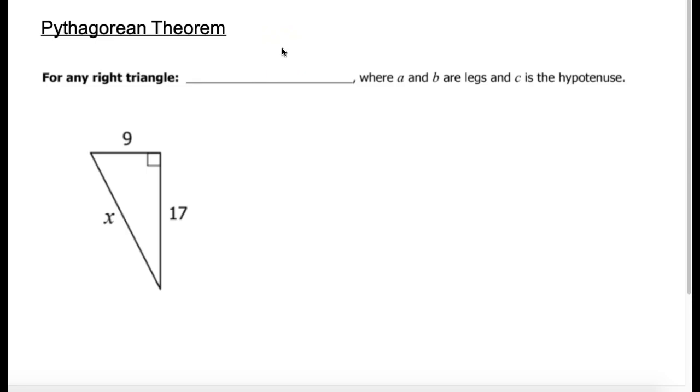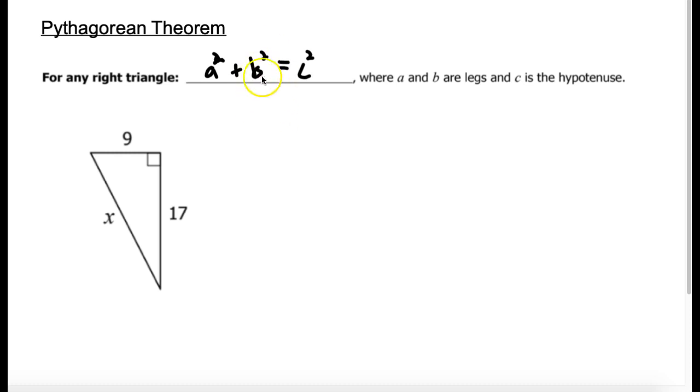Alright, in this video we are going to do a little bit of review with a lot of things we've done with right triangles. The first big thing we did with right triangles was Pythagorean theorem, which we said was a squared plus b squared equals c squared. Remember, a and b are the legs and c is the hypotenuse.